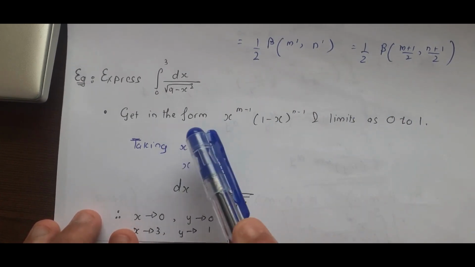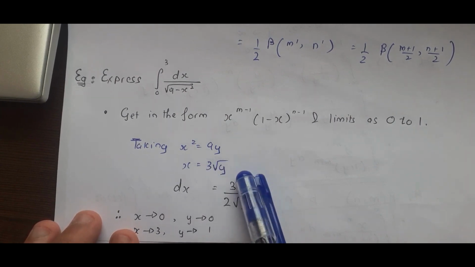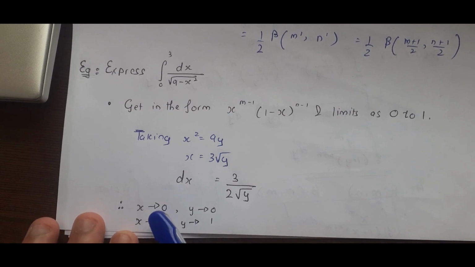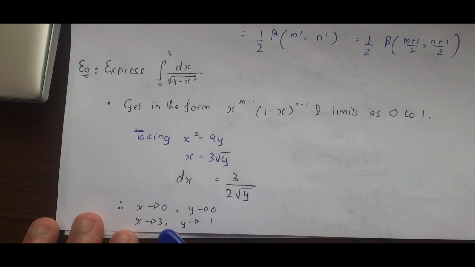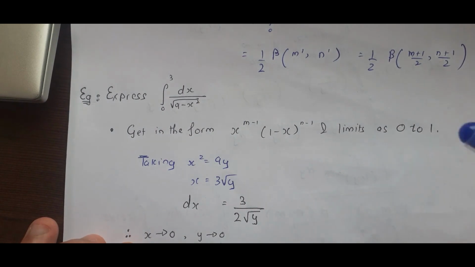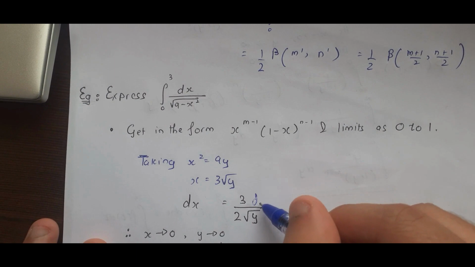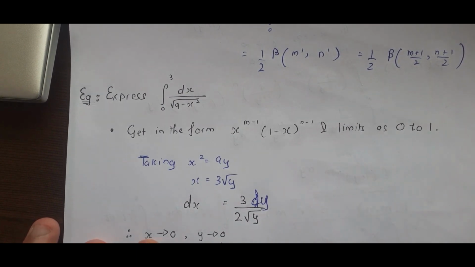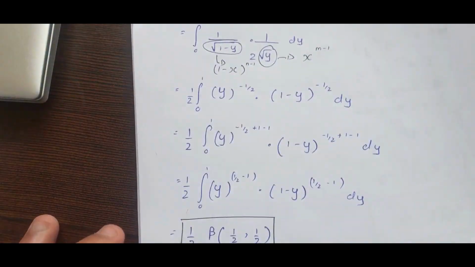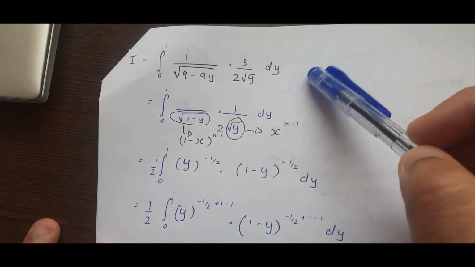To change the limits, we take x square equals 9y, x equals 3 root y. We take a derivative of this, we get 3 by 2 root y. Now when we perform this operation, as x approaches 0, y approaches 0. As x approaches 3, y approaches 1, and that's what we want. Our limits are changed from 0 to 1. We can convert the dx into here. There's a minor problem: there should be a dy here, which is what we have done here. So 1 by root of 9 minus 9y, 3 by 2 root y dy.